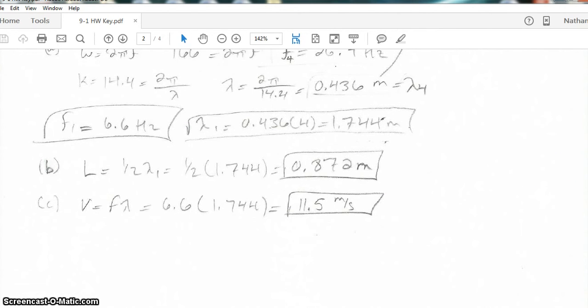So then finding the length of the string. Now that I know the fundamental wavelength, finding the length of the string is not too bad. Because I know that for the fundamental frequency, the length of the string would equal 1/2 the wavelength, and since I just found my wavelength, I've got that there.